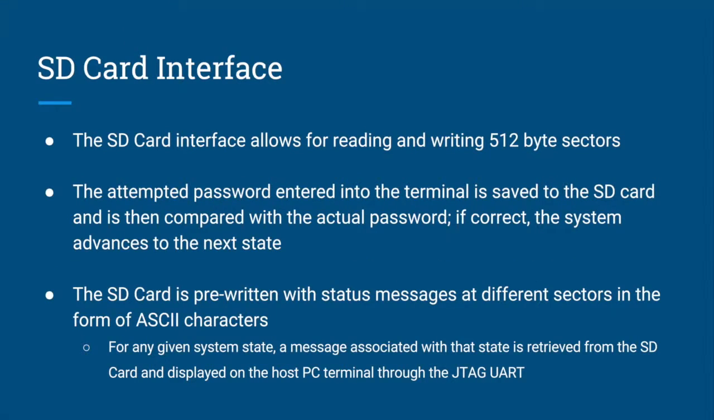The SD card interface allows for reading and writing of 512-byte sectors. The attempted password entered into the terminal is saved to the SD card and is then compared with the actual password. If correct, the system advances to the next state. The SD card is pre-written with status messages at different sectors in the form of ASCII characters. For any given system state, a message associated with that state is retrieved from the SD card and displayed on the host PC terminal through the JTAG UART.